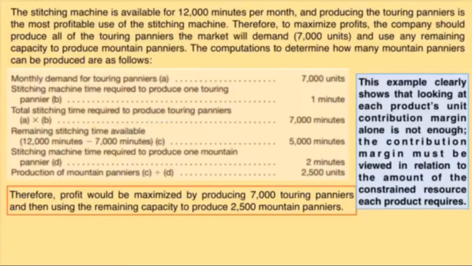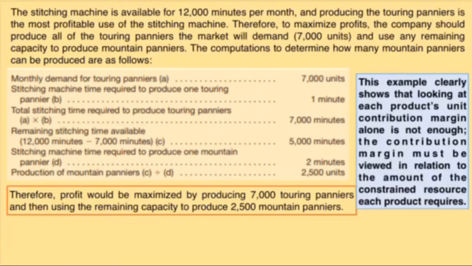The stitching machine is available for 12,000 minutes per month, and producing the touring panniers is the most profitable use of the stitching machine. Therefore, to maximize profits, the company should produce all of the touring panniers the market will demand, 7,000 units, and use any remaining capacity to produce mountain panniers. The computation to determine how many mountain panniers can be produced is shown below.